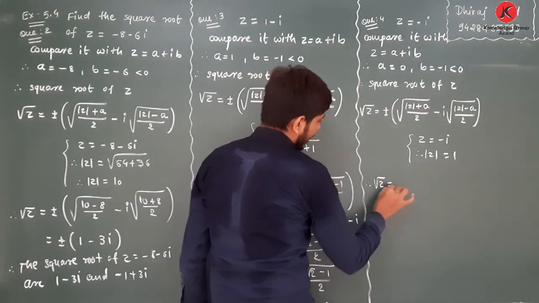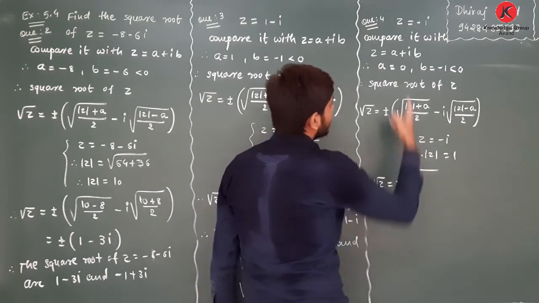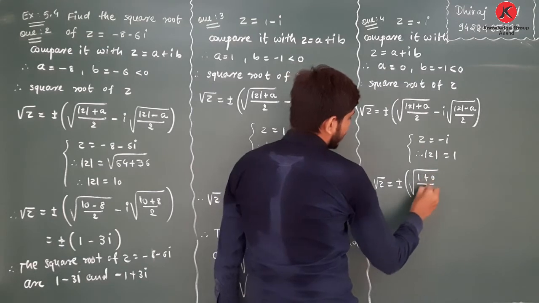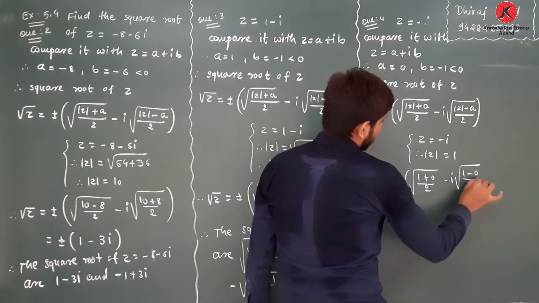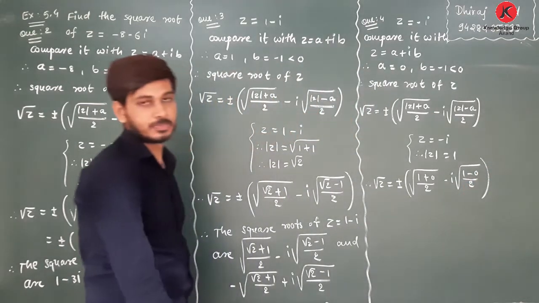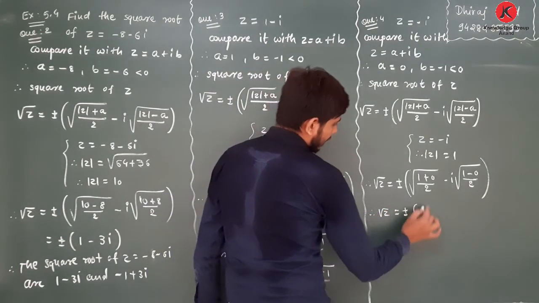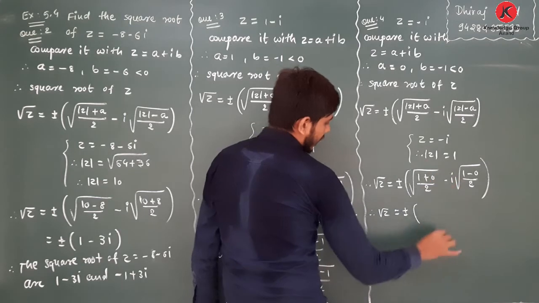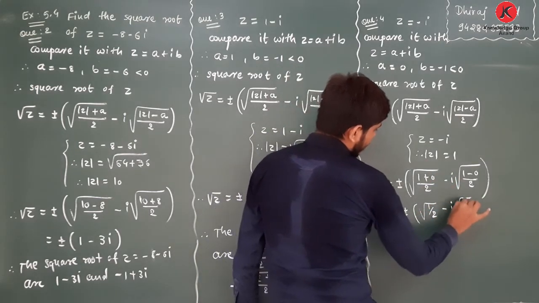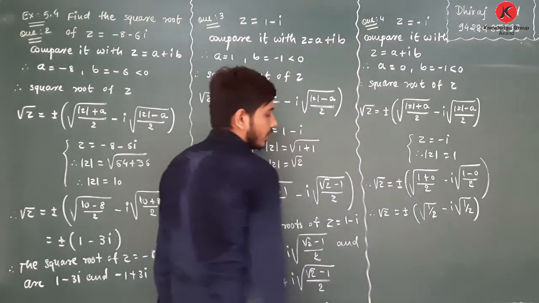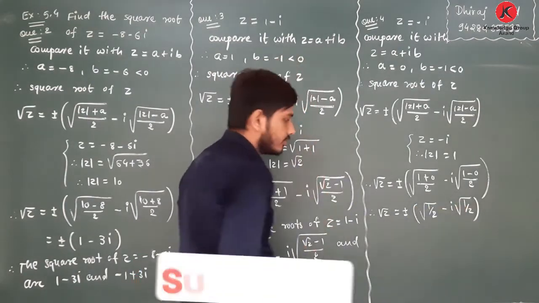Therefore under root of z equals to plus or minus under root of modulus z, 1, and a is 0. So (1 plus 0) by 2 minus I under root of (1 minus 0) divided by 2. Simplification: under root of z equals to plus or minus under root of 1 by 2 minus I under root 1 by 2. The square root of 1 by 2 will be 1 by root 2. We can write it as 1 by root 2 minus I 1 by root 2.